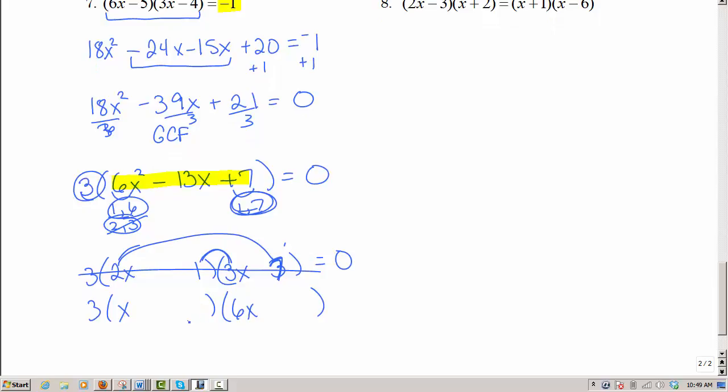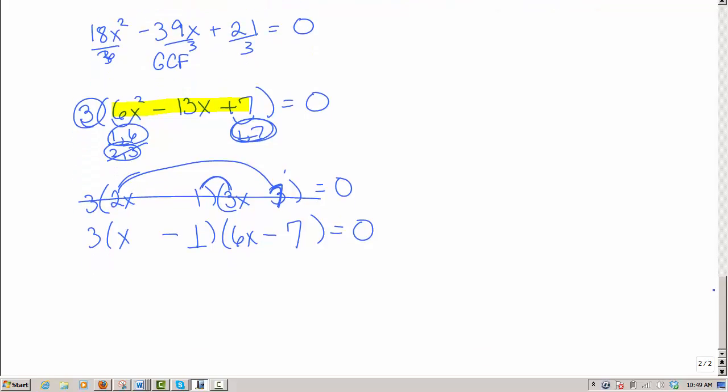Alright, so again, I don't want to put my 7 here because that would multiply times 6. That would be too big. So I'm going to put my 1 and 7, make them both negative. Check it out. Does that work? Yes, it does. Not done.